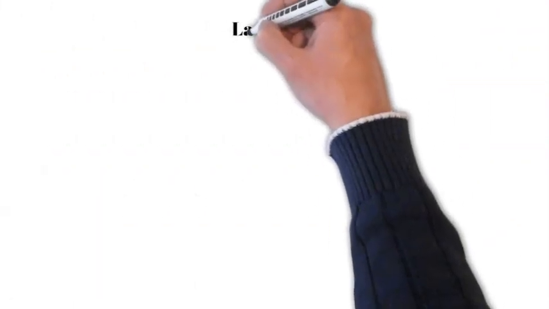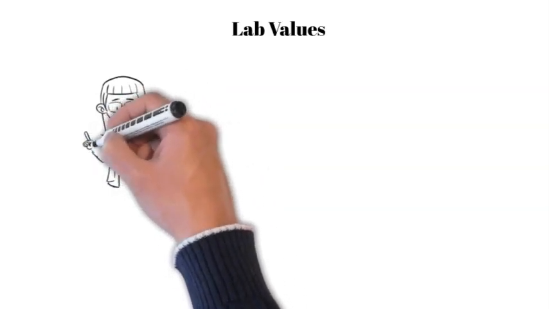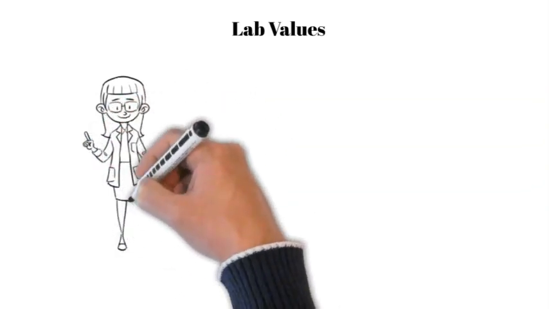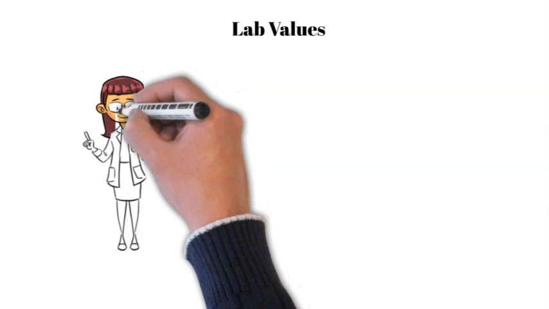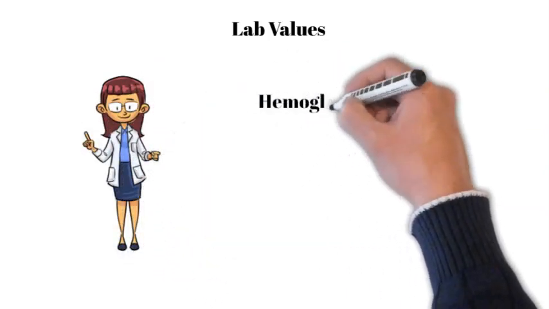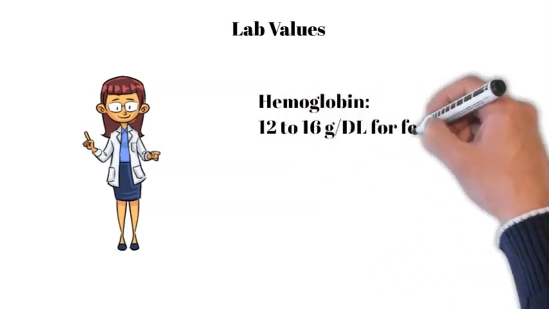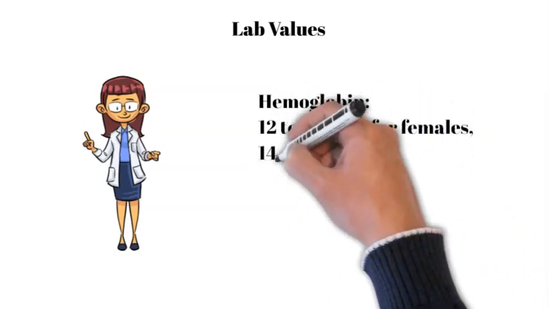Lab values. Let's start with normal lab values for hematology tests. These tests help to determine the number and quality of blood cells and the presence of various diseases. The normal range of hemoglobin levels in adults is between 12 to 18 grams per deciliter. Specifically, 12 to 16 grams per deciliter for females, and 14 to 18 for males.